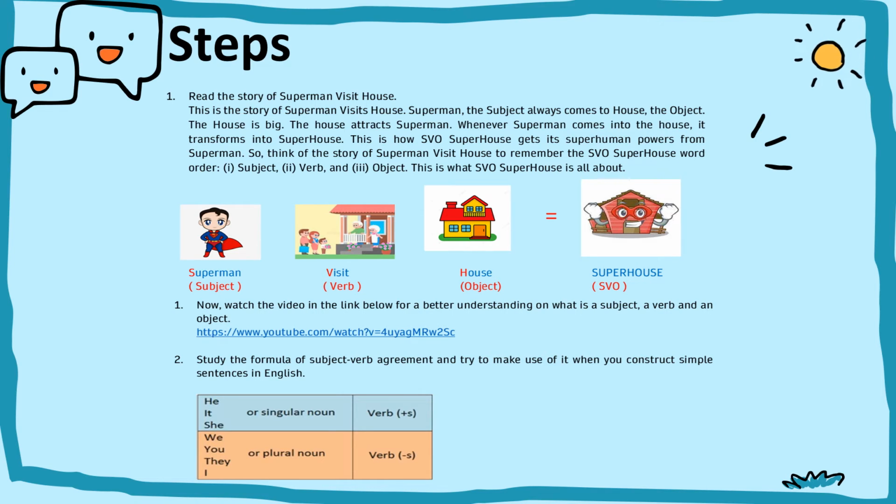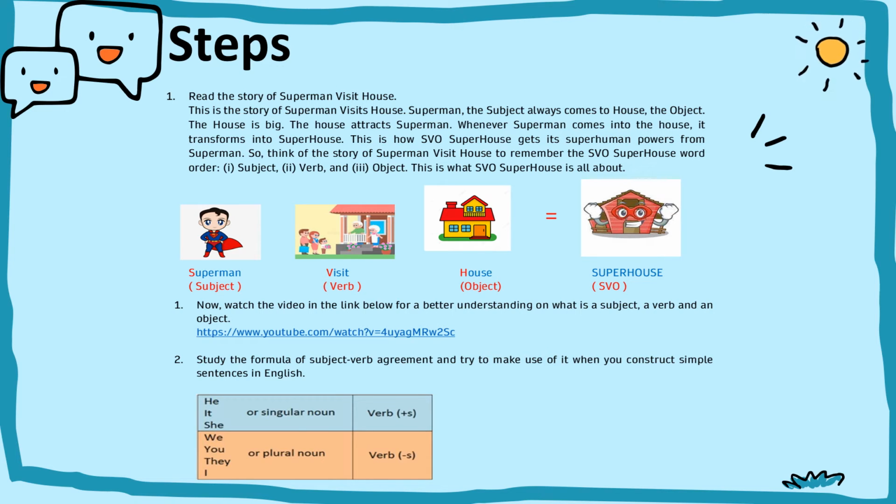So think of the story of Superman visits house to remember the SVO superhouse word order, which is subject, Superman, verb, visit, and object, house. And it becomes superhouse, SVO. This is what SVO superhouse is all about.